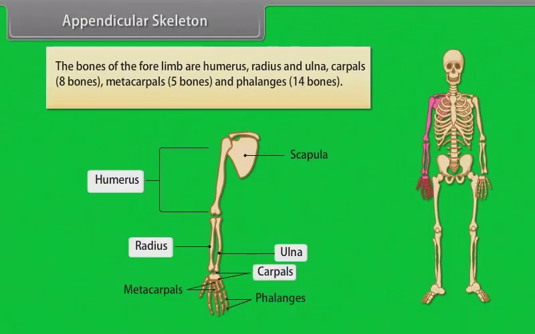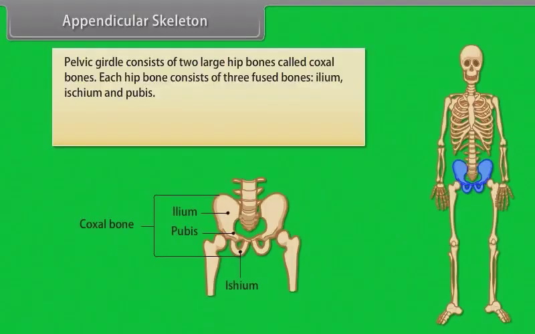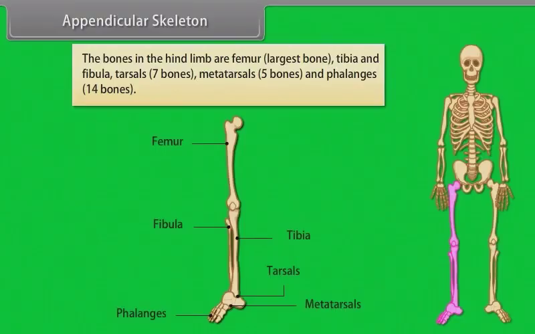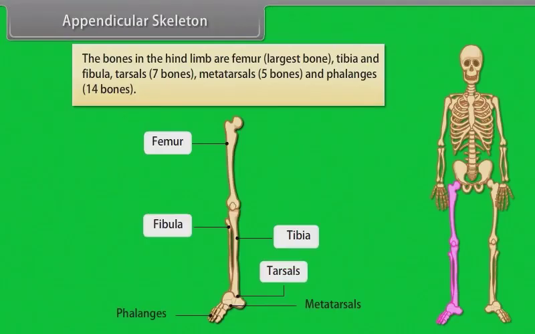Carpals, 8 bones, metacarpals, 5 bones, and phalanges, 14 bones. Pelvic girdle consists of 2 large hip bones called coxal bones. Each hip bone consists of 3 fused bones, ilium, ischium, and pubis. The ilium is the largest of the 3 and forms the upper part of the hip bone. The bones in the hind limb are femur, largest bone, tibia and fibula, tarsals 7 bones, metatarsals 5 bones, and phalanges 14 bones.